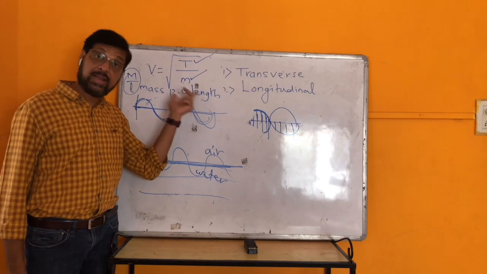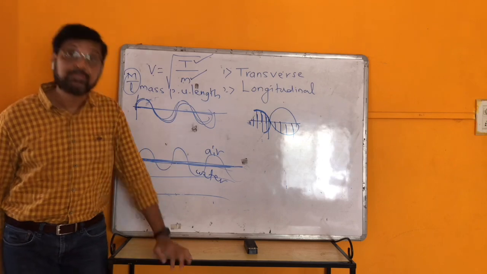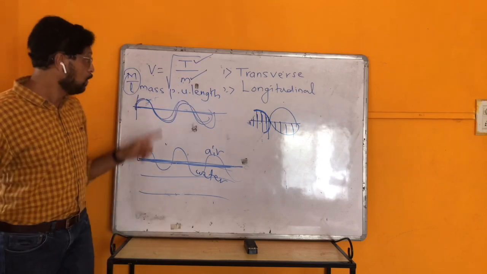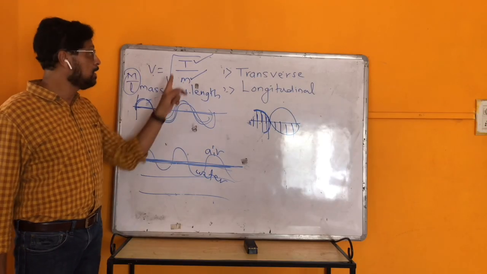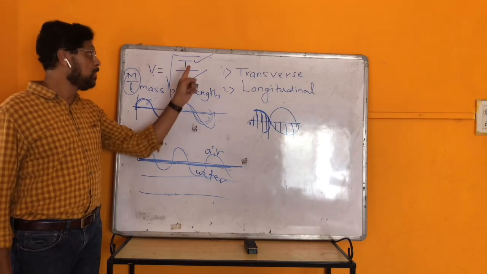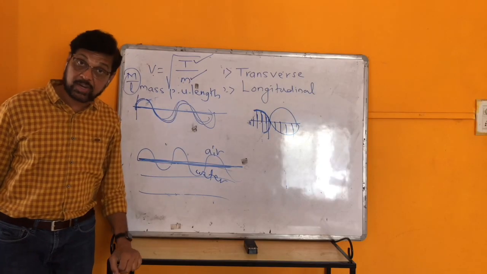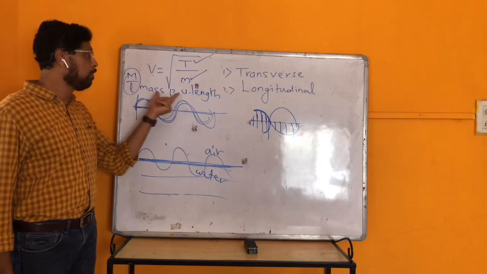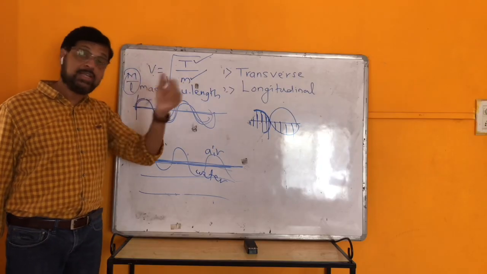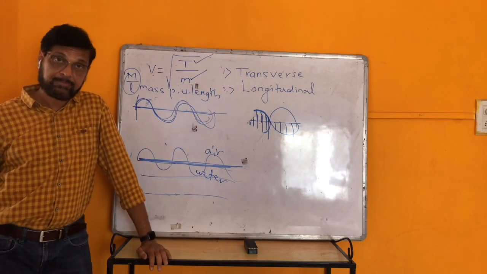मास पर युनिट लेंथला काय म्हणतात आणखीन, लिनियर डेन्सिटी. सो velocity of transverse wave on a string is under root T by m, whereas T is tension in the string and m is mass per unit length of the string, also called linear density of the string.